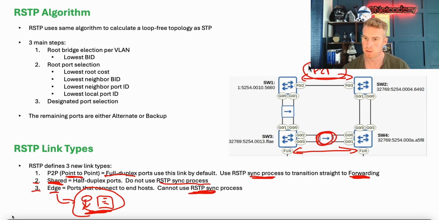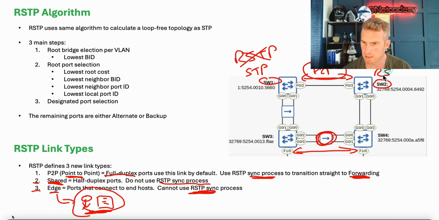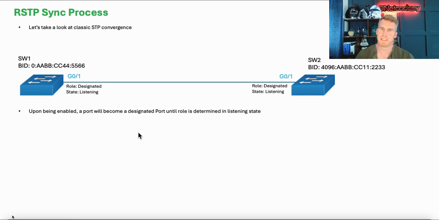Then the sync mechanism can be utilized to get network reconvergence done a lot more quickly. And that is also assuming that SW2 and SW1 both run RSTP. If SW1 only ran STP and SW2 ran RSTP, then the sync mechanism is again not going to work, and RSTP, being backwards compatible with STP, would actually run STP instead. So let's build up to that RSTP sync mechanism.